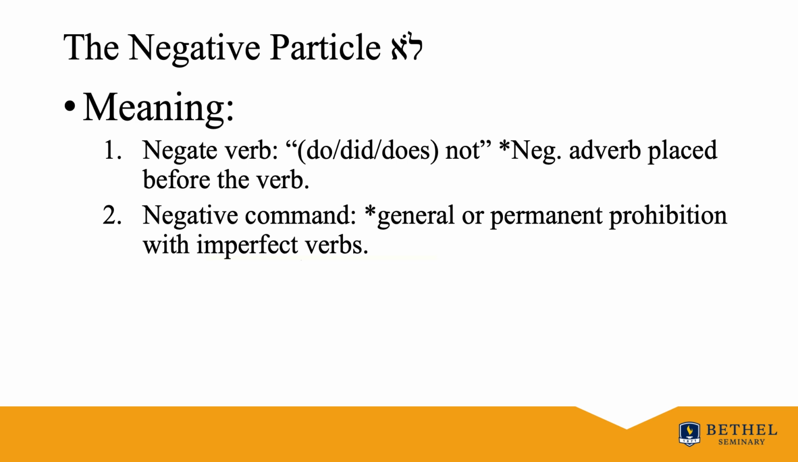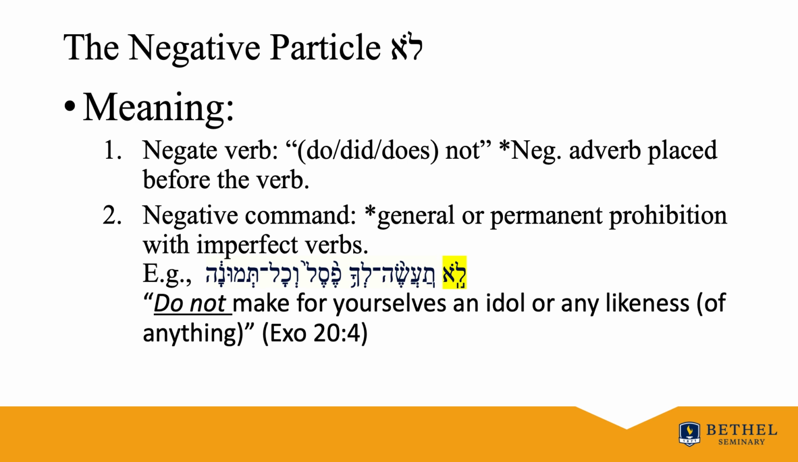Another important way that lo appears is when it is used in negative commands. Don't do something. Here, it follows the same sequence. Lo will precede a verb, but the verb that follows is going to be in the imperfect tense. Let me give you an example. Lo ta'aseh means do not make for yourselves an idol or any likeness of anything. This form of lo serving in a negative command is the key formula that you see in the Ten Commandments that says, thou shalt not.